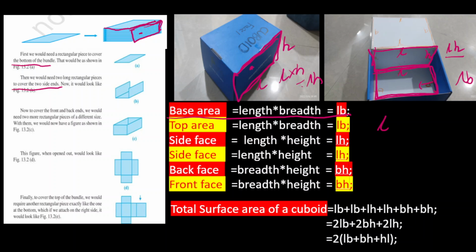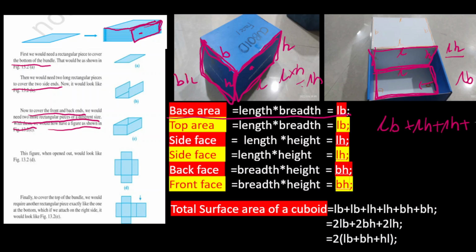So now we have LB plus LH plus LH, and again we need to find out them. Now to cover the front and back ends, we will need two more rectangular pieces of different size, and we will now have a figure. Suppose this is the front end of the cuboidal box, and this edge represents the breadth and this edge represents the height, and the front and back ends are of similar measurements, so the area of this rectangular piece becomes BH.